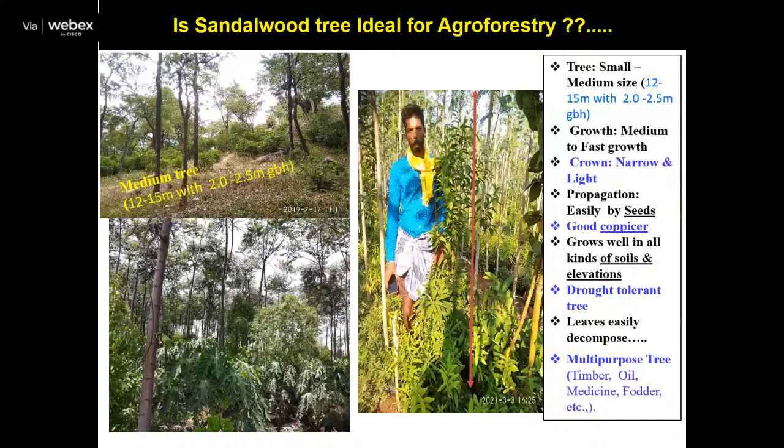Now, it is suitable for agroforestry, meaning it fulfills all the criteria of an agroforestry tree. See, the size of the tree is small to medium, the growth is fast, and the crown is light. That is one of the important factors for agroforestry. Any tree you want to adopt in agroforestry, the crown should be light, because a light crown will allow partial light to the undergrowing crops. And another thing, it should be easily propagated and drought tolerant. These are certain characters that help meet the criteria of agroforestry trees.